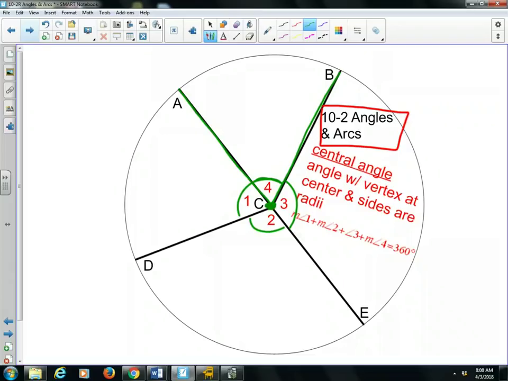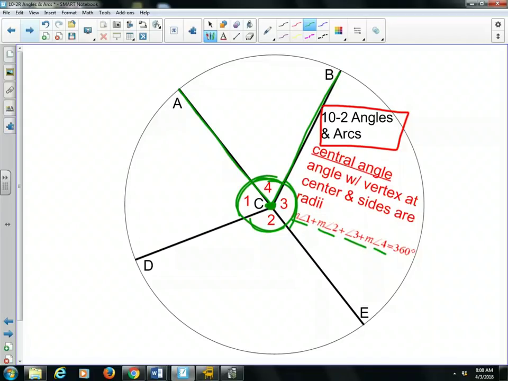They are all central angles because the vertex of each angle is at the center, and all of the sides are a radius. If we add up all the angles, angle 1, angle 2, angle 3, angle 4, we get a full circle of 360 degrees. So if you add up all of the central angles in a circle, you would get 360 degrees.